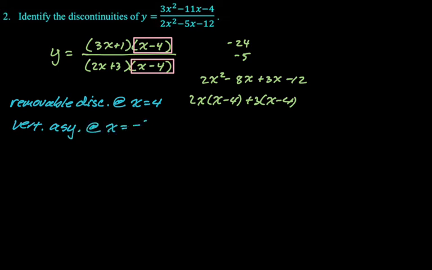So be on the lookout for things like this, where questions like multiple choice questions will say how many removable discontinuities, or how many vertical asymptotes, or how many asymptotes does this thing have? You have to know the types of discontinuities to really be able to answer those questions.